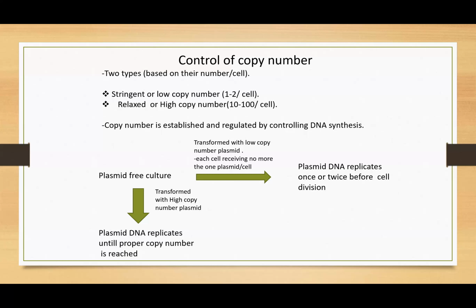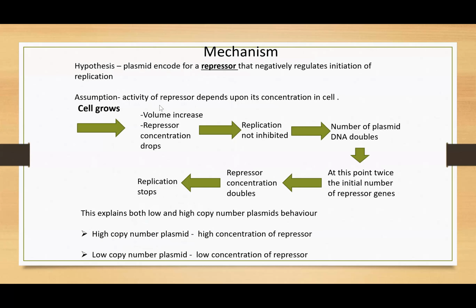Now, if that is the case, let us see how plasmids control this feature. A mechanism was proposed, and it was hypothesized that the plasmid encodes a repressor for replication, a repressor which regulates the initiation of replication, and that too in a negative form.